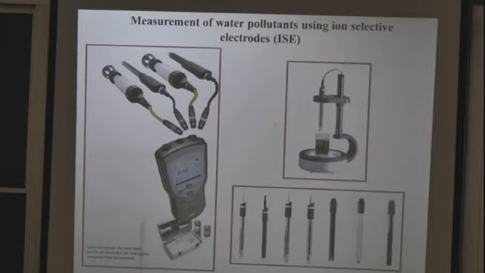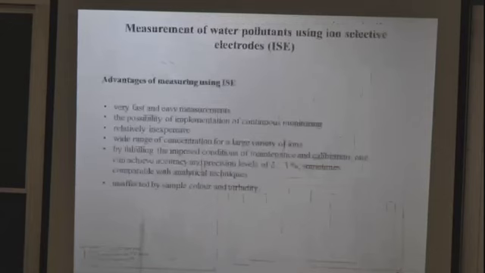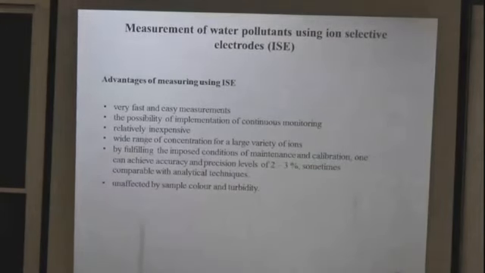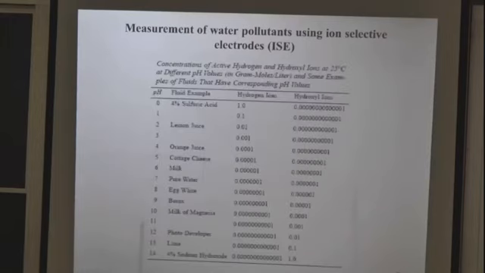So you need to run a calibration, and the procedure is given there for calibrations. Now, the advantages of using ion selective electrodes: these electrodes can be used, they are disposable, obviously, and a little bit expensive. If they are not electrochemical, they can be used. So these are the different pH values of different products we are using.